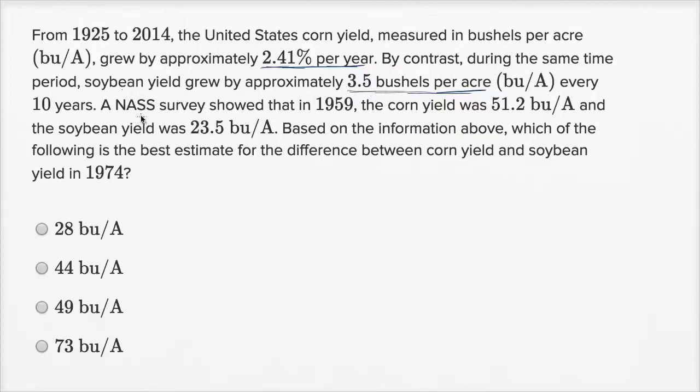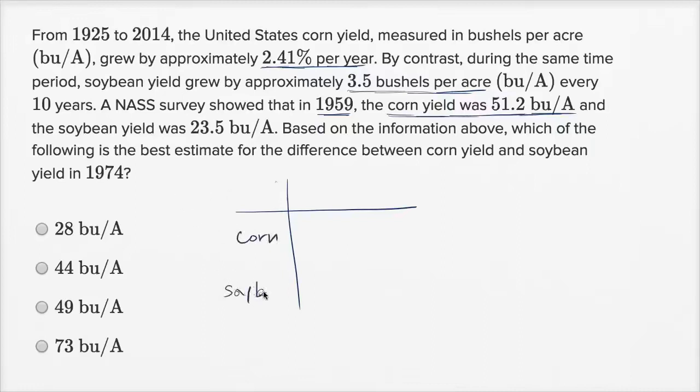An NASS survey showed that in 1959, the corn yield was, actually let me make a little table here. I'm already sensing this will be useful. So let's think about this. An NASS survey showed that in 1959, the corn yield was 51.2 bushels per acre. So this is going to be corn, and then they talk about soybean in a little bit.